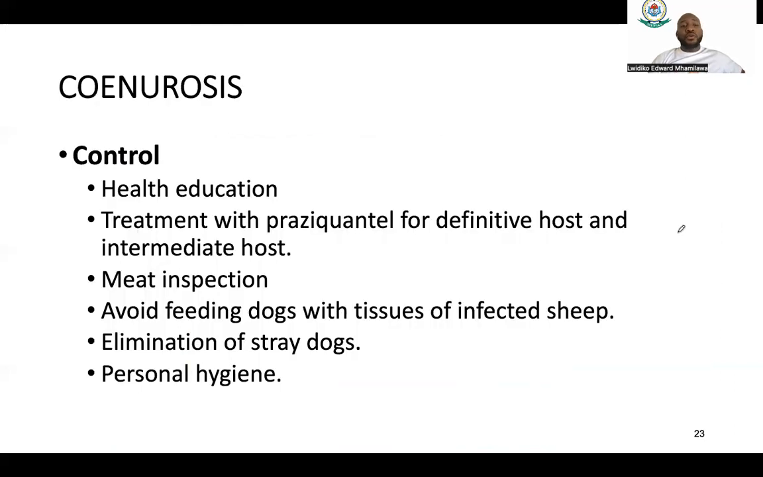So the control for coenurosis is health education. You treat with praziquantel for the definitive host, and also the intermediate host. Meat inspection is very important so that you don't feed your dog the carcasses of infected sheep. And then you could try and make sure that the stray dogs are eliminated, and just be clean, right? Wash your vegetables well before you eat them.